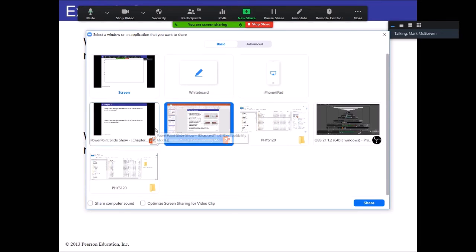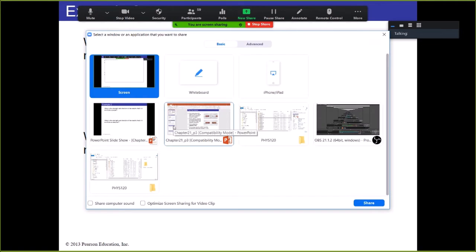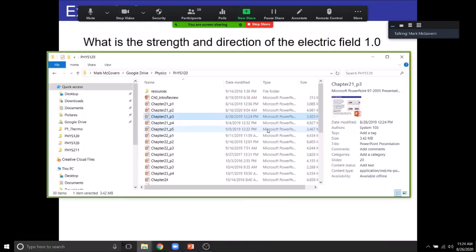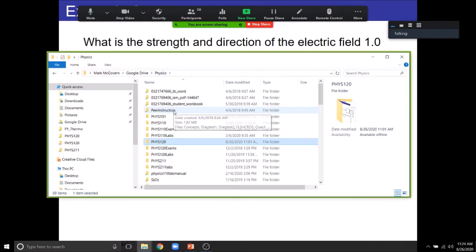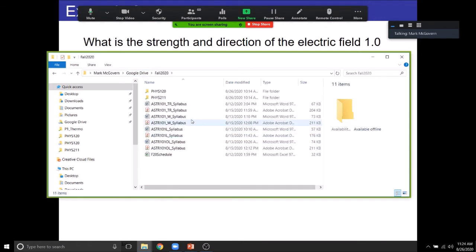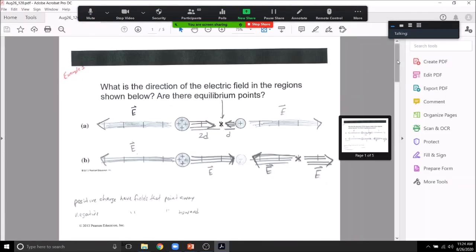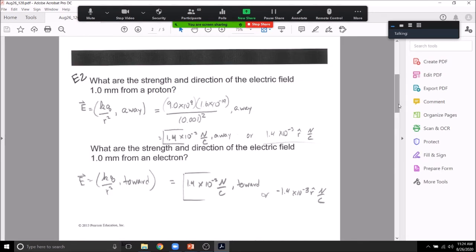Let me bring up my something here. I don't know where. Is this it? No, that's my slides. This is hard. All right, where did I put this stuff? Not there. Not there. Not there. There. All right, here we are.